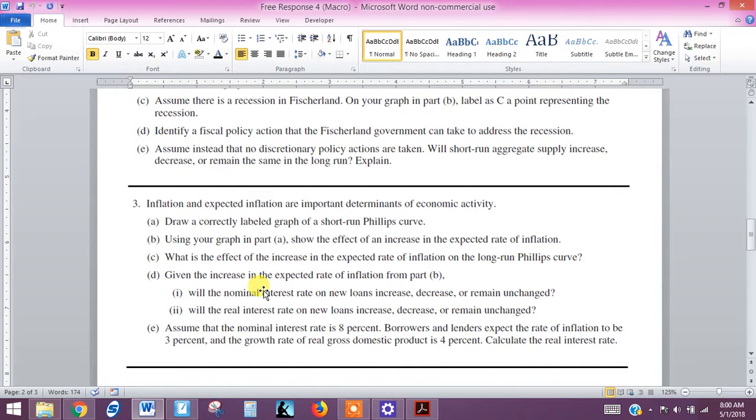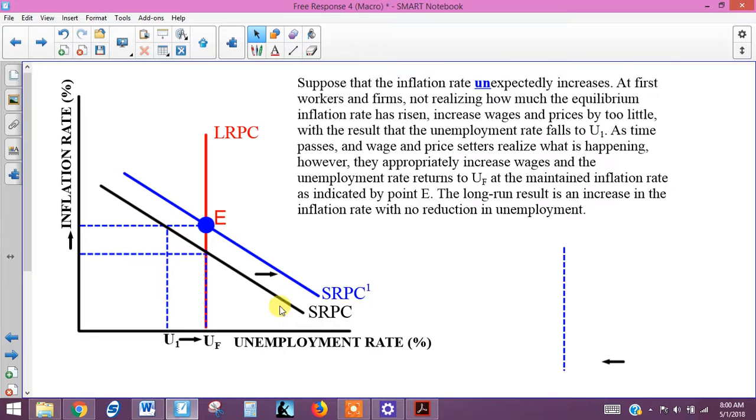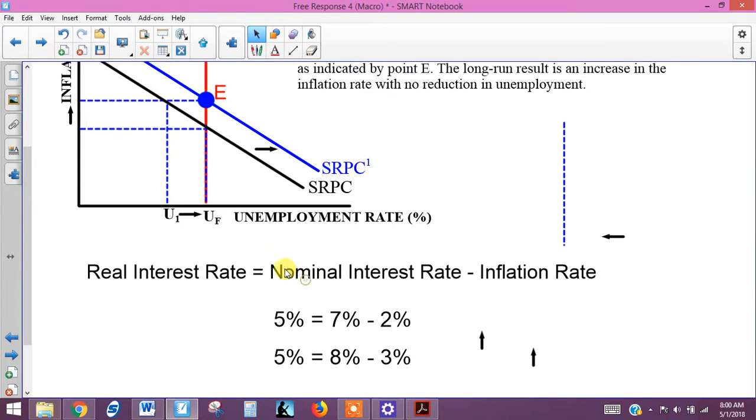Okay, part D. Given the increase in the expected rate of inflation from part B, will the nominal interest rate go up, go down, or remain unchanged, and what will happen to the real interest rate? And if we answer part D, we're going to easily answer part E.